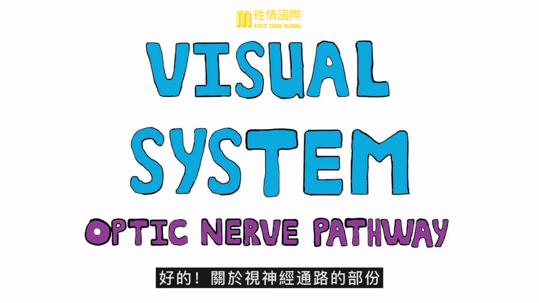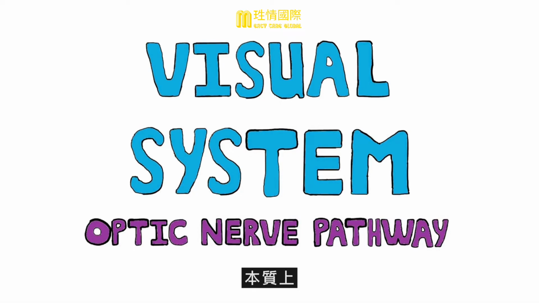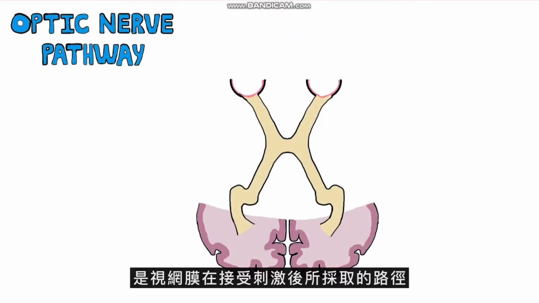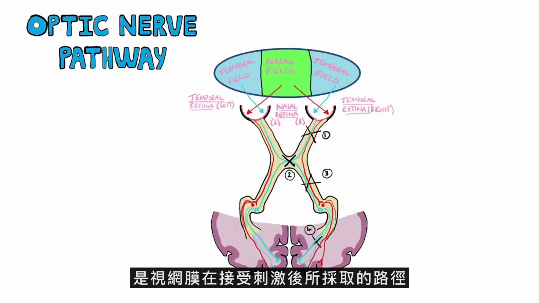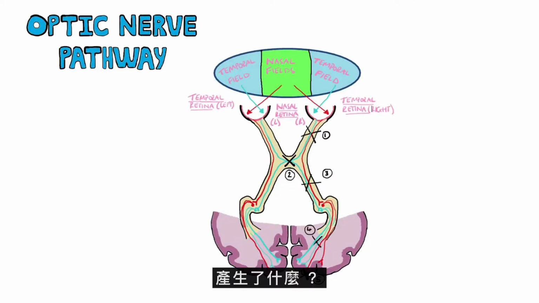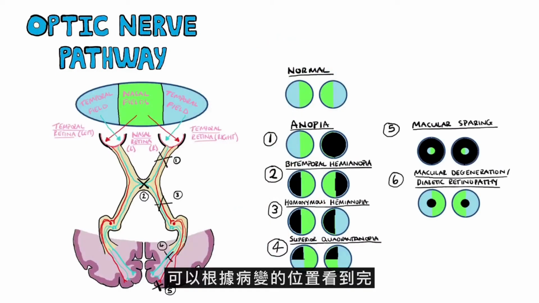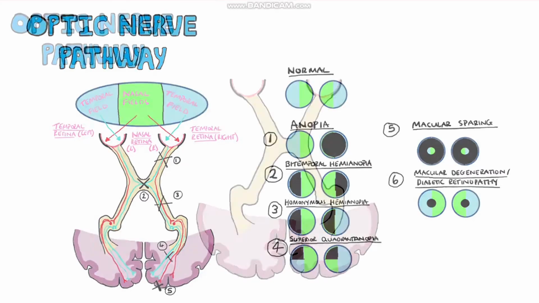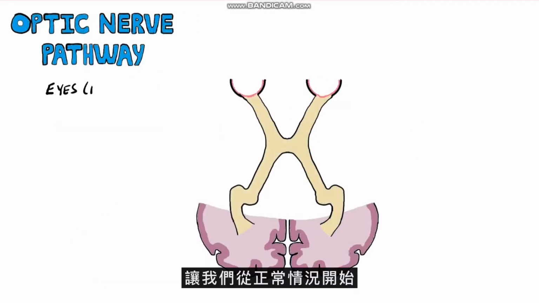Alright, so the optic nerve pathway. Essentially the path that is taken once the retina receives a stimulus that ultimately leads to us being able to see. But what happens when there are lesions in different parts of the pathway? Well, different visual anomalies can be seen based on where the lesion is. Let's start with a normal situation.